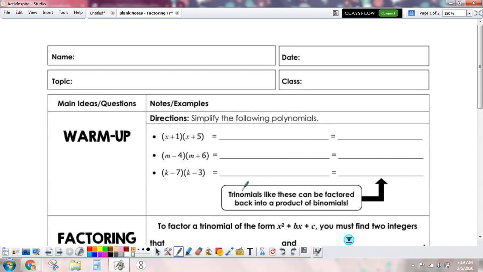All right, so today we're going to start with a warm-up of foiling just to get back into the swing of things. So we're going to go ahead and FOIL. We're going to start with the first term. Do our first, x times x is x squared. Outer, 5 times x is 5x.